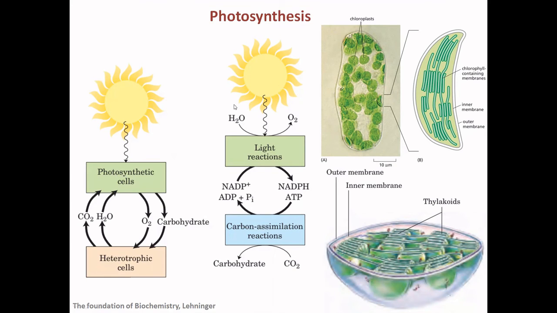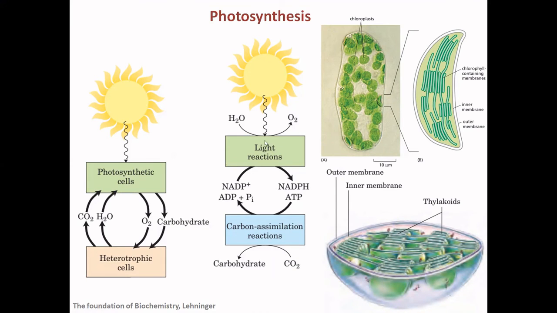Here the source of the electron is water, not NADH as in the case of photosynthesis. In the case of the mitochondria, it is NADH. Here the source of the electron is water. The end product of mitochondrial electron transport is the water molecule. Here the end product is the O2 molecule. Okay, so these are the two differences.